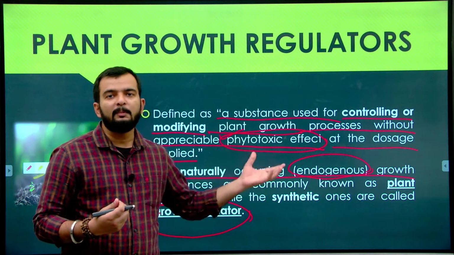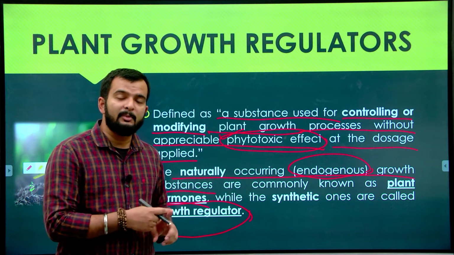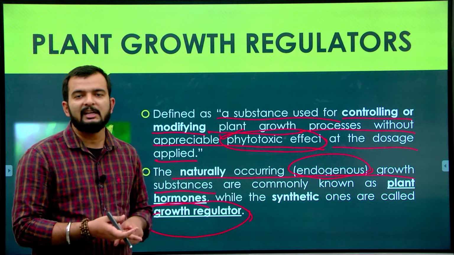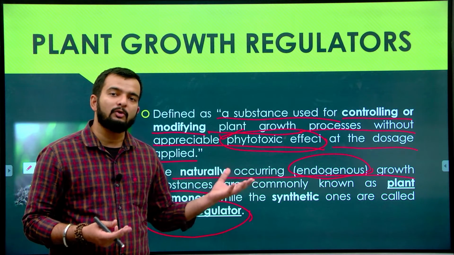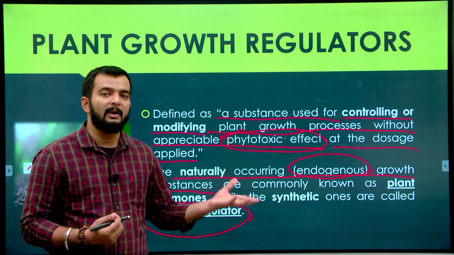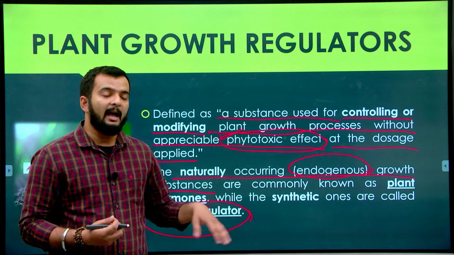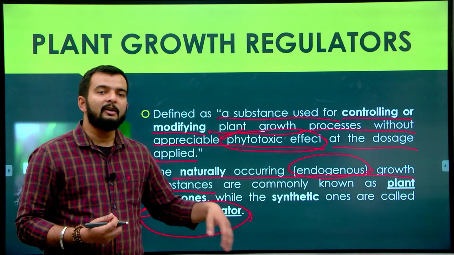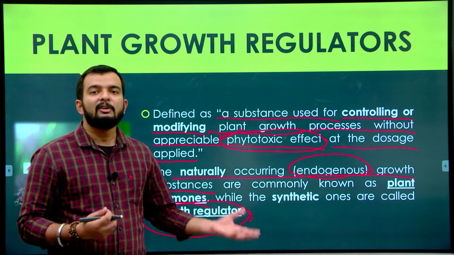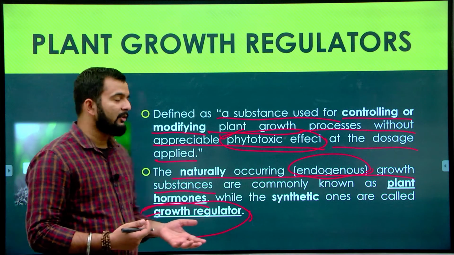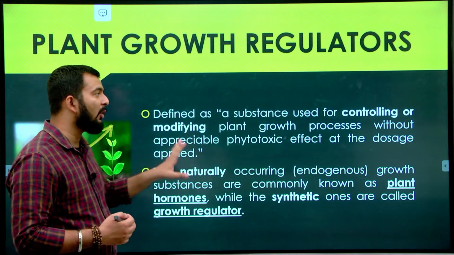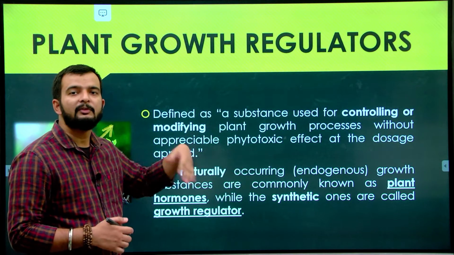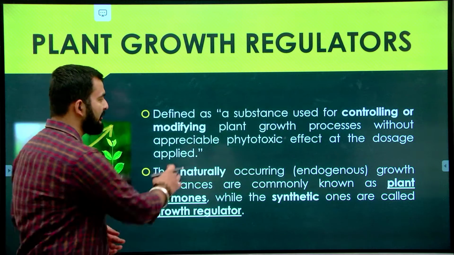Auxin is an example of a plant growth regulator. It is naturally produced, and it can also be synthetically made to use externally in case your plant is not producing an adequate amount of it. So you can apply it artificially or manually on the plant so that the growth can be initiated in that case. Okay. So this is your plant growth regulator. They modify or control the growth processes without any toxicity at the applied level, right.